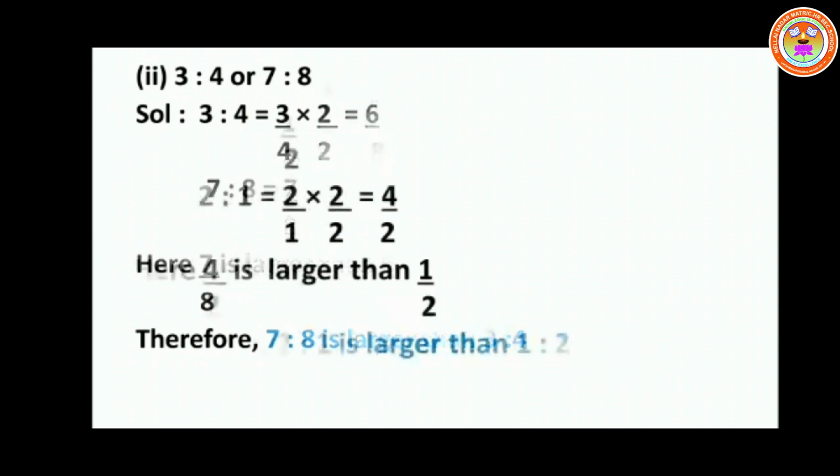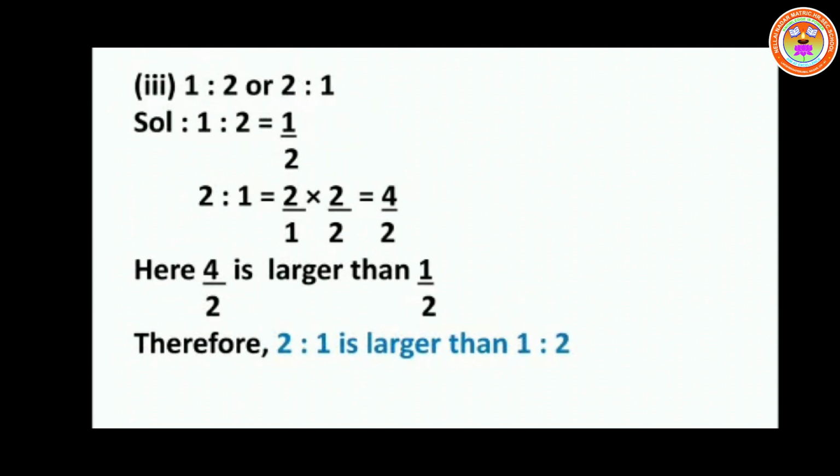Okay, children. Now let us move on to the third subdivision. 1:2 or 2:1. Solution: 1:2 can be written as 1/2. 2:1 can be written as 2/1. So now you have to get the denominator 2 again. So for 2/1, multiply both the numerator and denominator by 2. That is 2 into 2 you will get 4, and 1 two is 2. Now the denominators are the same. So now you compare both. What will you get? 4/2 is larger than 1/2. So therefore 2:1 is larger than 1:2.